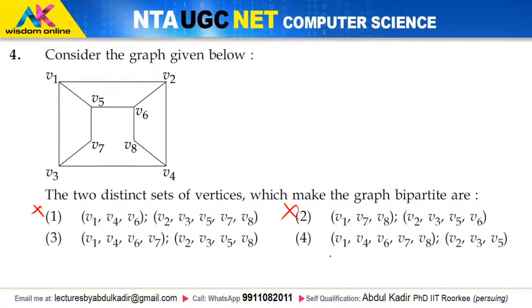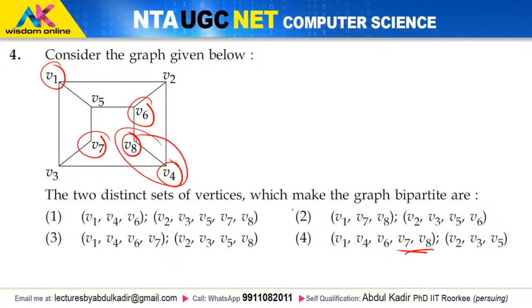Let's see option 4. So v2, v3, v5, this is okay. Let's see v1, v4, v6, v7, v8. Now you can see that v8 and v4 have an edge, so that's why this is also not correct. So the answer will be option 3.